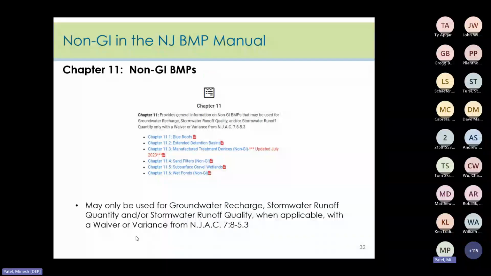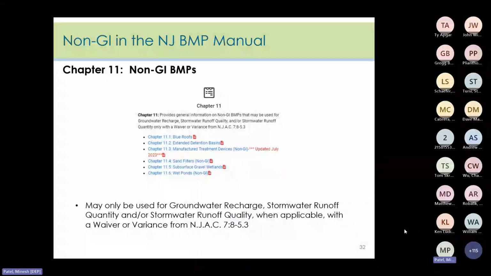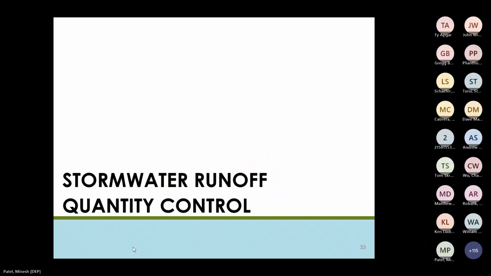But as for some of the BMPs noted on this table, blue roofs don't have a reuse component, and extended detention basins are typically large and require additional treatment to meet water quality standards. The majority of manufactured treatment devices currently do not have a soil or vegetative component, so they fall onto this table. And then you see non-GI sand filters, subsurface gravel wetlands, and non-GI wet ponds to round out Chapter 11.